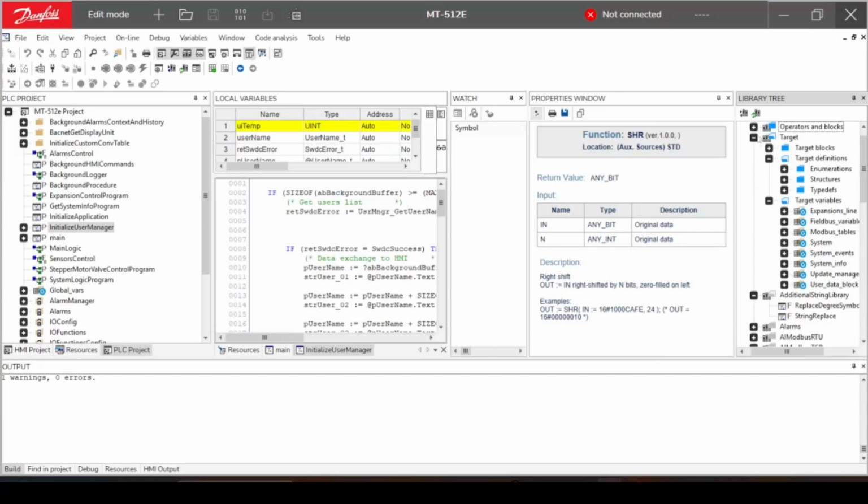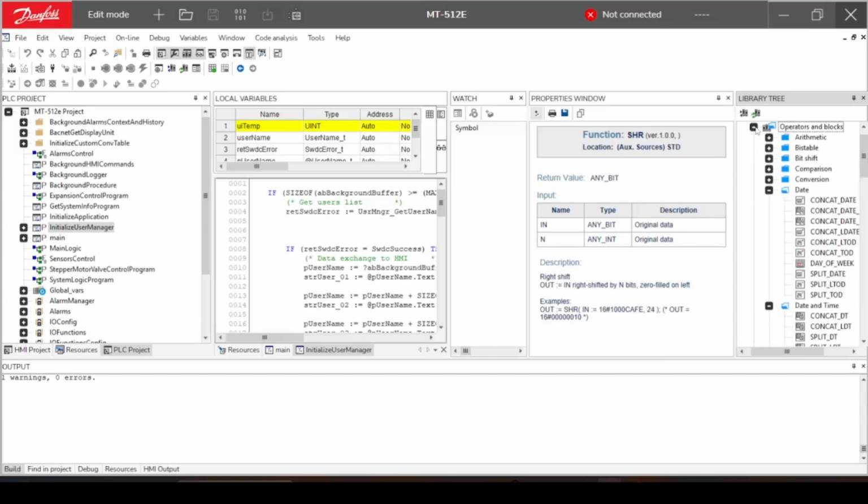In this video, we're going to explore the bit shift function blocks available in Alsmart Design. Bit shift operations are commonly used when working with binary data, communication protocols, status registers, and digital I/O. Instead of manipulating numerical values directly, these function blocks manipulate the individual bits that make up a binary number.